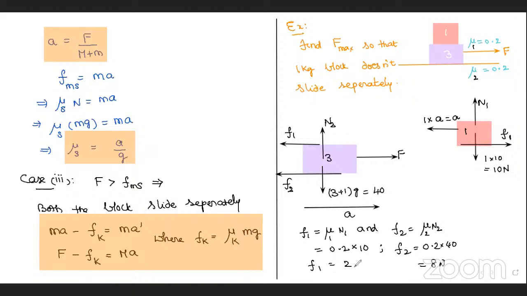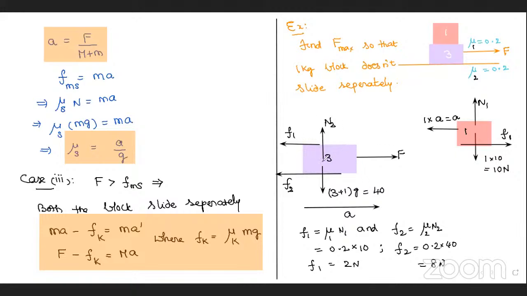Is it correct, or any mistake in my calculation or assumption? Correct only, 8 and 2. Sure? Yeah. F minus 10 is equal to 3a. Exactly. F minus 10 is equal to 3a. More correct only. Okay, right.